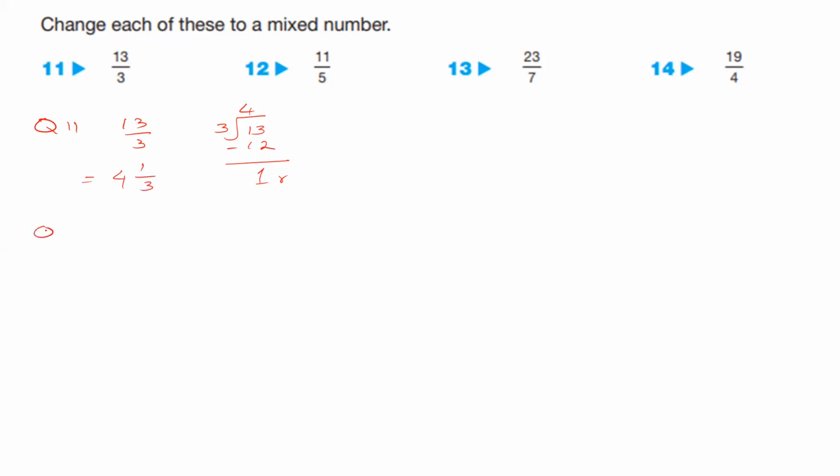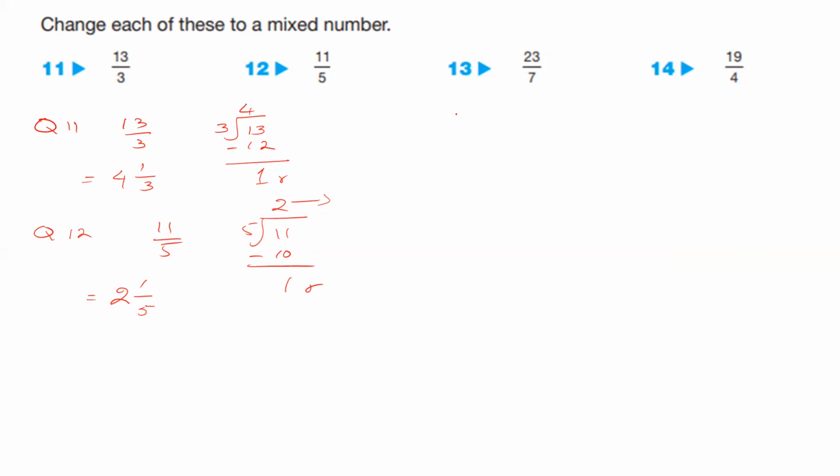Now question number 12. 11 upon 5. Now we take 11 inside, 5 outside. 5 times 2 is 10. You take down 1. So this quotient will become the whole number. So 2 whole. The remainder will become the numerator, 1 upon the divisor, which will be here in the denominator. So this is the answer for question number 12.